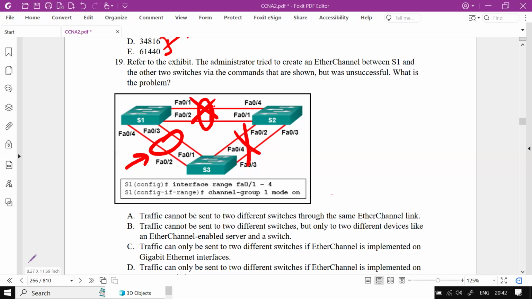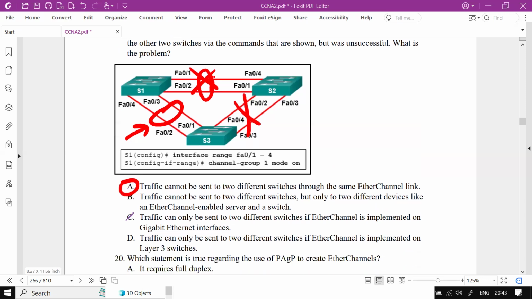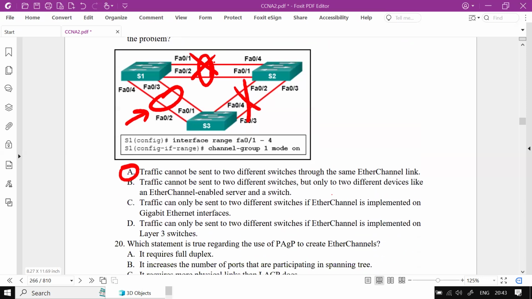So traffic cannot be sent to two different switches through the same EtherChannel link. Traffic cannot be sent to two different switches. Yes, but it cannot be two different devices. This is false again.